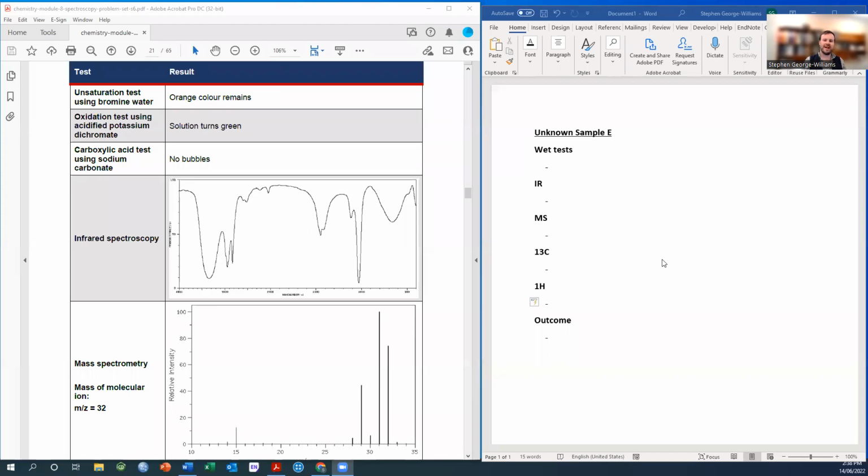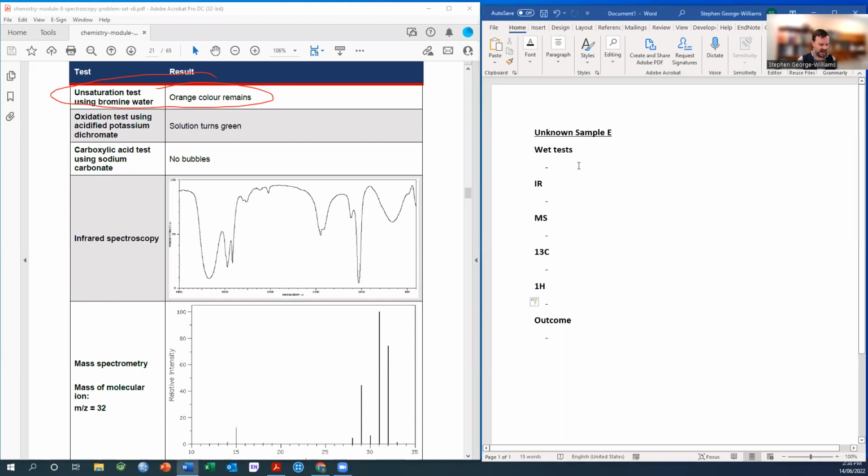Having had a look at unknown sample A already, where I went more in depth into that answer, I'm going to go a bit more quickly here through unknown sample E. Again, going through the tests as they are given to us. First, we're starting off with an unsaturation test, and we're showing that the orange color remains.